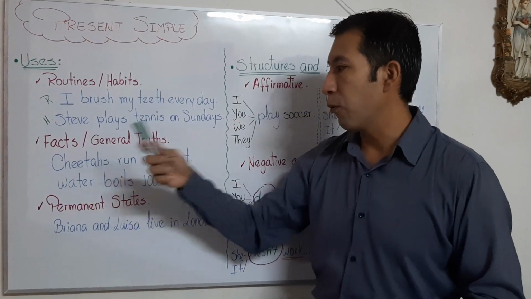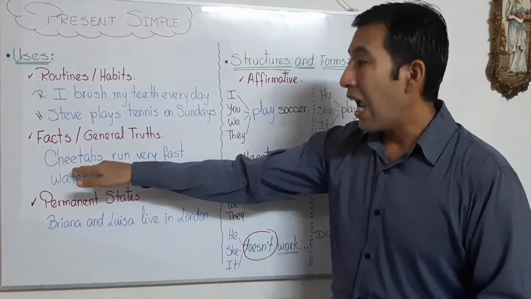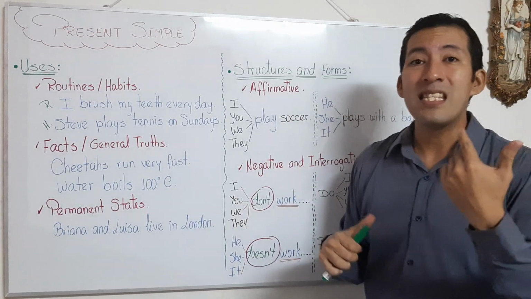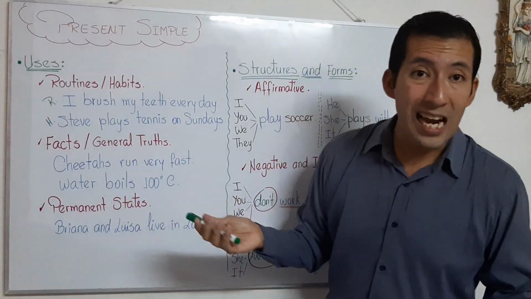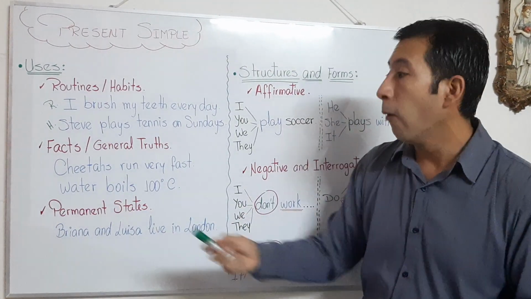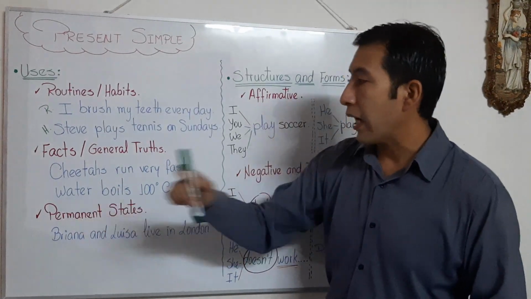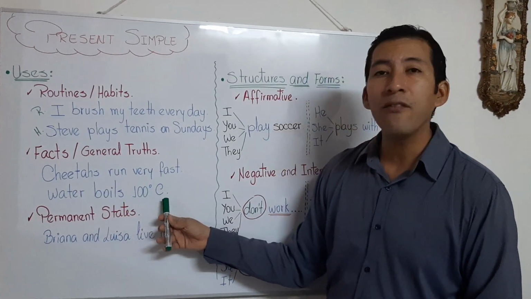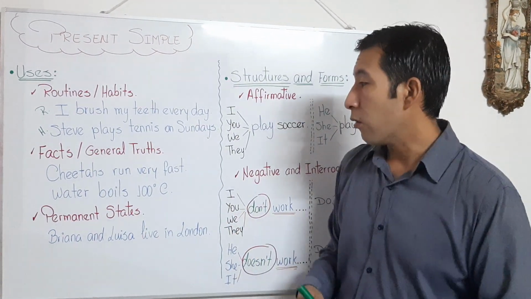We have, for example, cheetahs run very fast. Everybody knows that the cheetah is probably the fastest animal in the world, according to the experts, and for lots of people it is the fastest animal in the world. And also we have a general truth or a physical law. Water boils at 100 degrees centigrade, it's a physical law.